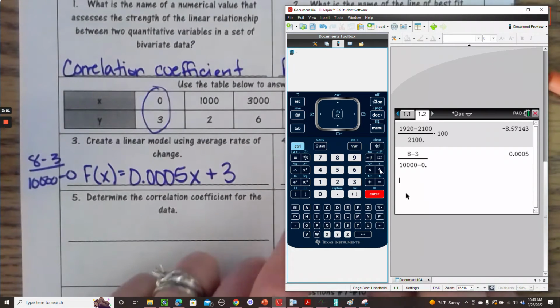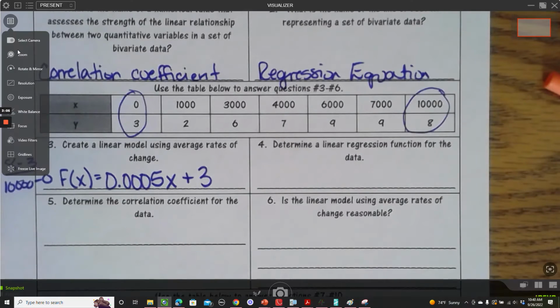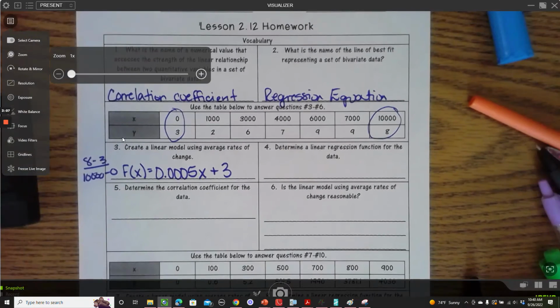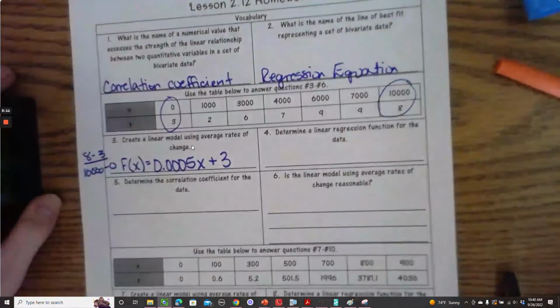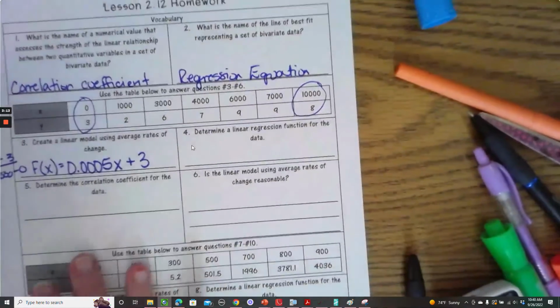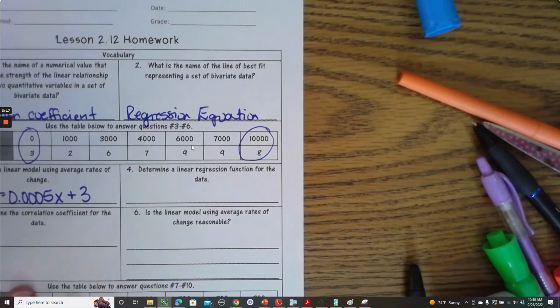All right, number 4 says use linear regression. So I'm going to zoom back out on this. Hopefully I can fit everything on the screen at one time. I may not be able to, though. Let's try this. All right. Linear regression. Ugh.